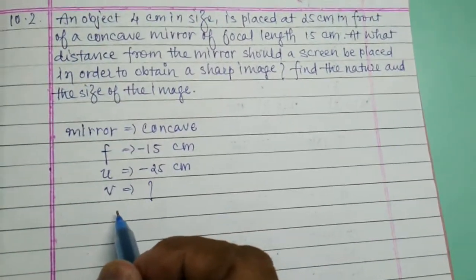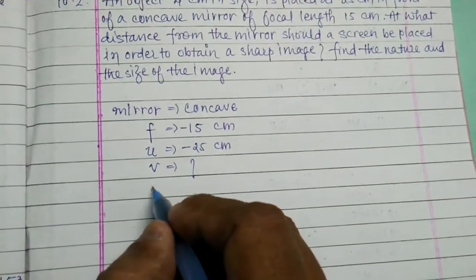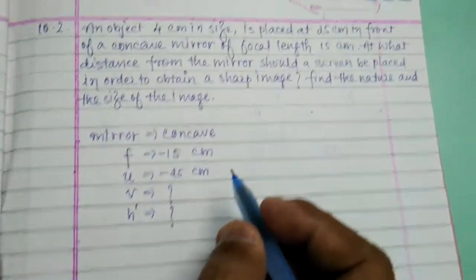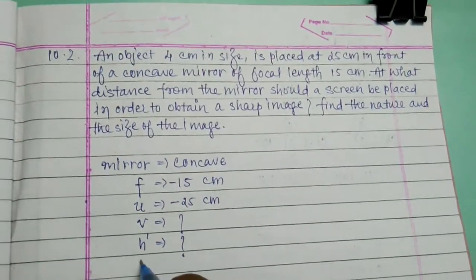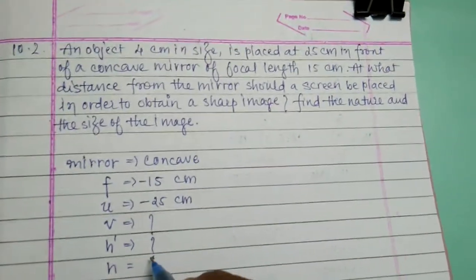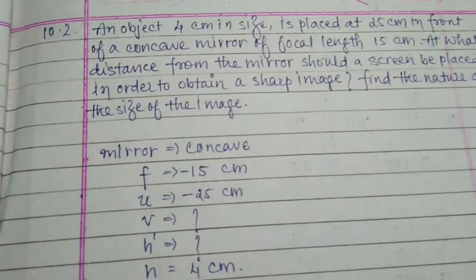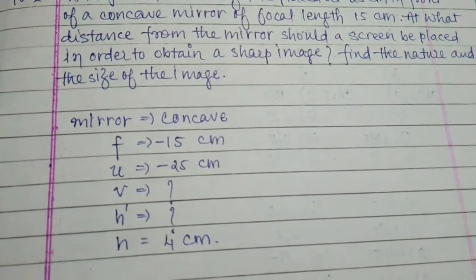Then find the nature and the size of the image. Size h dash, image size, and here we have object size h, which is given as 4 centimeter. Okay, now 4 centimeter is the height of the object. We should find the height of the image.